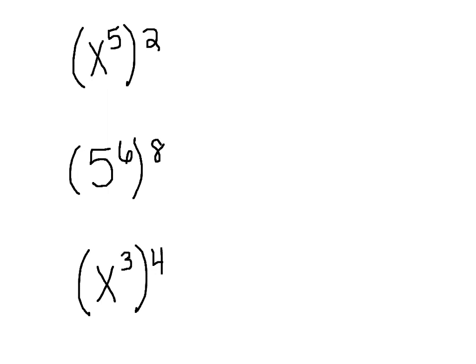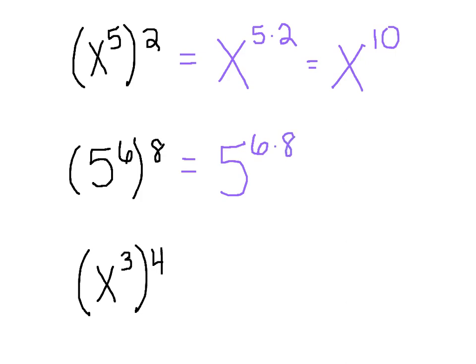We have x to the fifth to the second power. Well, when our exponents are right next to each other like this, we're doing our first rule, power of a power, and we're going to multiply our exponents. 5 times 2, and we get x to the 10th power. Same thing with this example, 5 to the 6th to the 8th. I can write out 5 to the 6th times 5 to the 6th 8 times, or I can multiply the exponents together. Keep the base, multiply the exponents, and you get 48. So 5 to the 48th power.